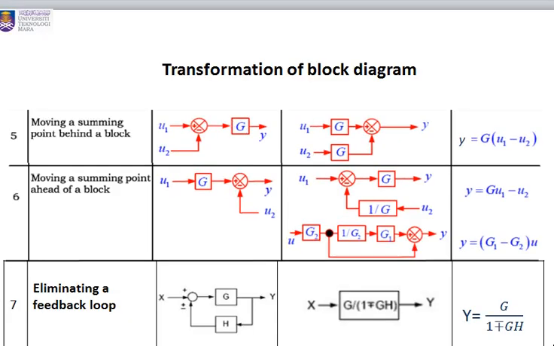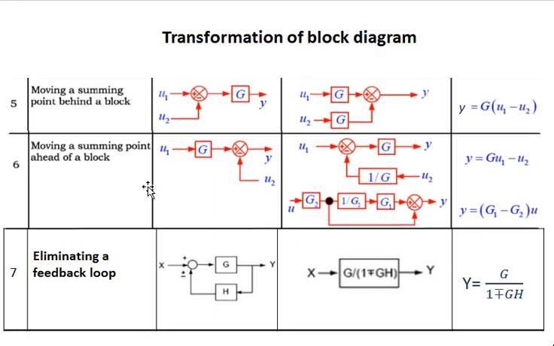And next rule, the 5th rule, is moving a summing point behind a block. Just now we learned about moving a pick-off point, but now we want to move a summation point. If you want to move a summation point that is located behind a block to in front of the block, you add the same function block. So you just copy G.